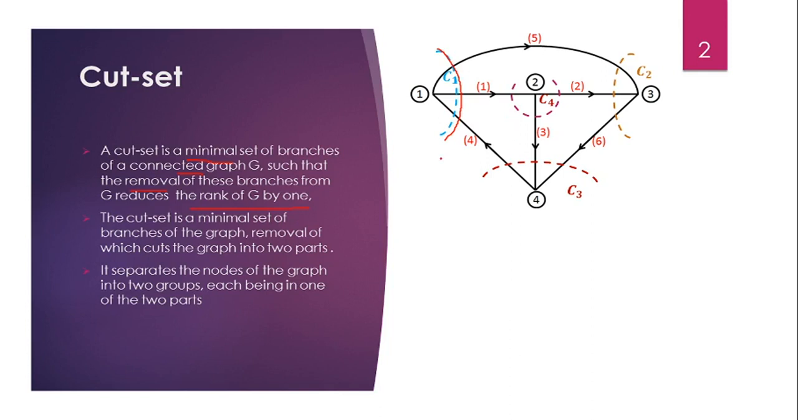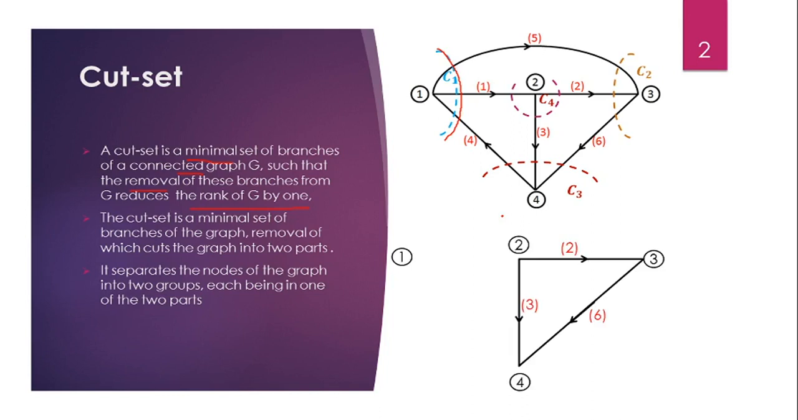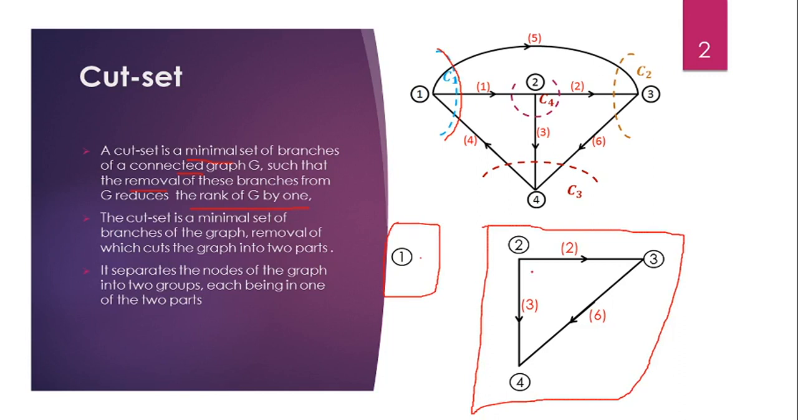So when we do this cut C1, what do we get? We just remove the branches 1, 5 and 4. So the graph is cut and has two parts. The first part has a single node, and the second part has the nodes 2, 3 and 4. Now, what do we mean by the rank being reduced by 1?